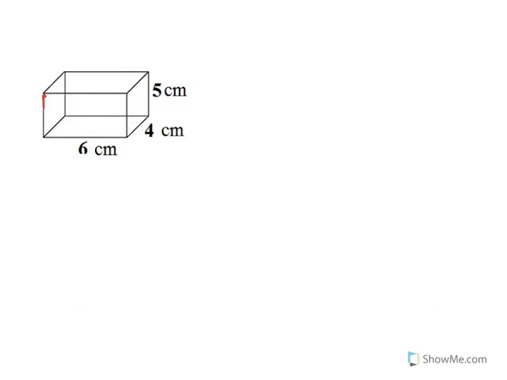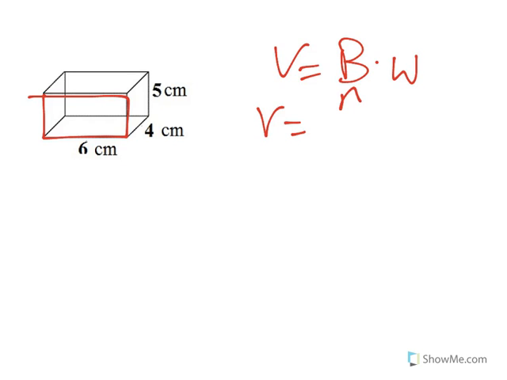So let's take a look at a rectangular prism. Volume is area of the base times the width, or the thickness of the prism. So area of the base, area of a rectangle, is length times width. Now what's the width? It's 5. So I can replace the B with 6 times 5 times the thickness, how many layers.